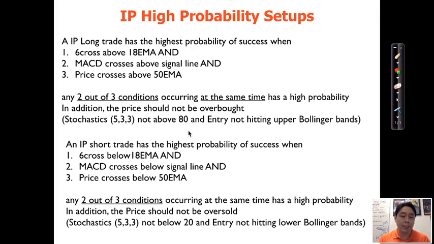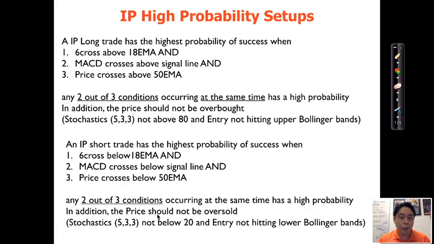So for short setups, it's the opposite, okay? A high probability short setup is one where, again, 2 out of 3 of these conditions: number 1, the 6 EMA crossing below the 18 EMA, the MACD crossing bearish, and the price crossing below the 50 moving average. So once again, any 2 out of 3 of these conditions happening at the same time, which means on that same day, 1 day buffer, fine, has a high probability of success.